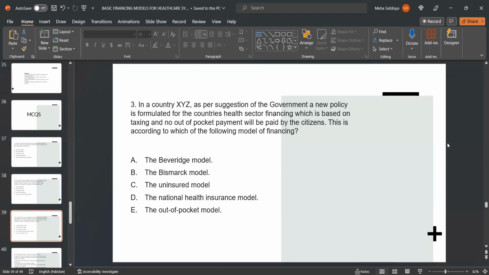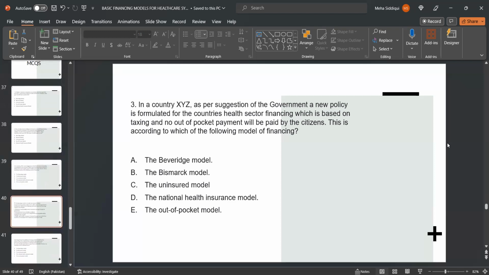Third MCQ. In a country XYZ, as per suggestion of the government, a new policy is formulated for the country's health sector financing, which is based on taxing, and no out-of-pocket payment will be paid by the citizens. This is according to which of the following models of financing? Beveridge model. A. Yes, A is the right option, Beveridge model.